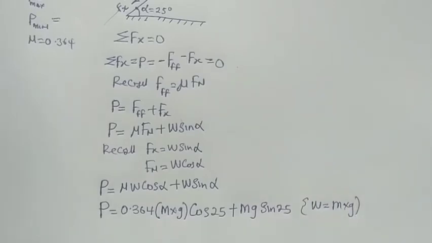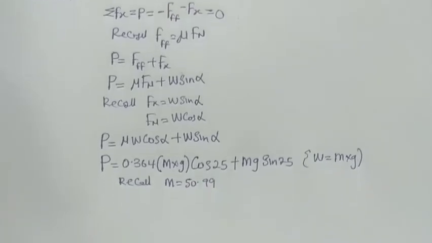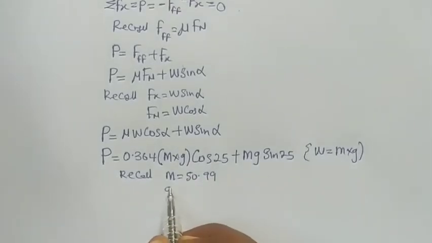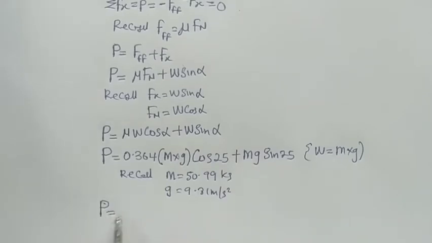So from here we know the mass is 50.99. Recall, our mass is equal to 50.99 kilogram, and gravity is equal to 9.81 meters per second squared. So my force P will now give me 0.364 multiplied by 50.99, right?